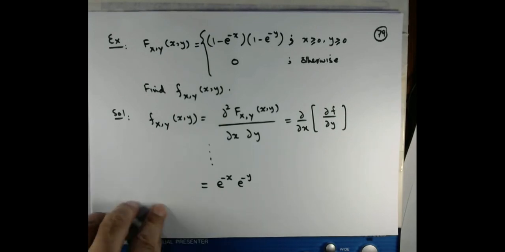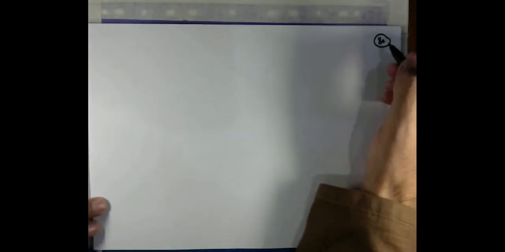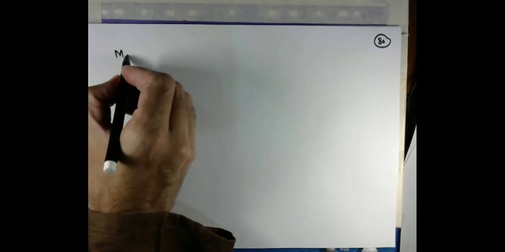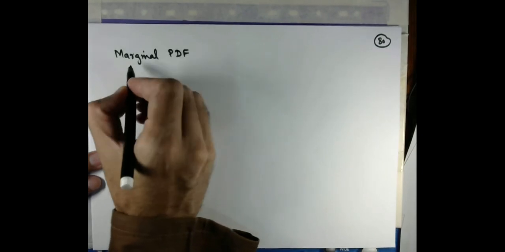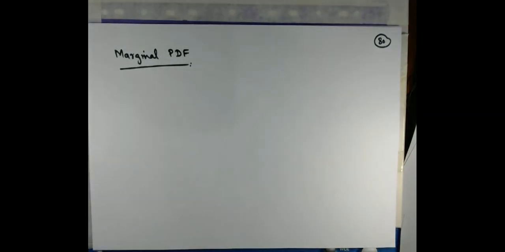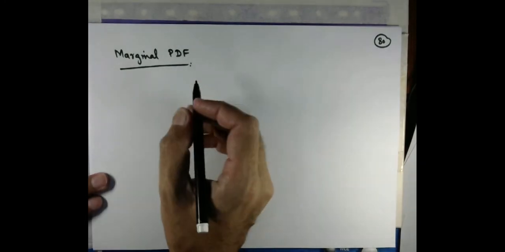One more important but yet simple concept, because we have discussed it many times, and that is the marginal probability density function. Marginal PDF means if you have a joint PDF available, say of random variables x and y, what is the PDF of x and what is the PDF of y, the individual single random variables' PDFs.